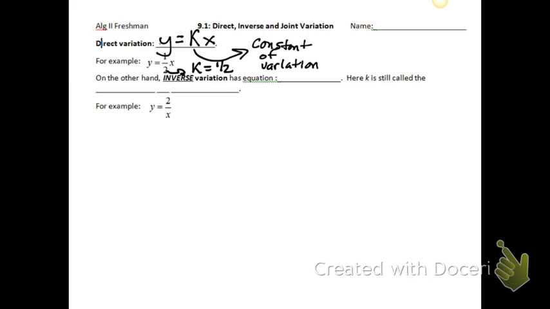On the other hand, inverse variation has the equation y equals k over x. So now we have x in the denominator of the fraction. Here, k is still called the constant of variation. So an example that I gave you here is y equals 2 over x, where just 2 is your k value in that particular instance. Let's go on to the next slide.